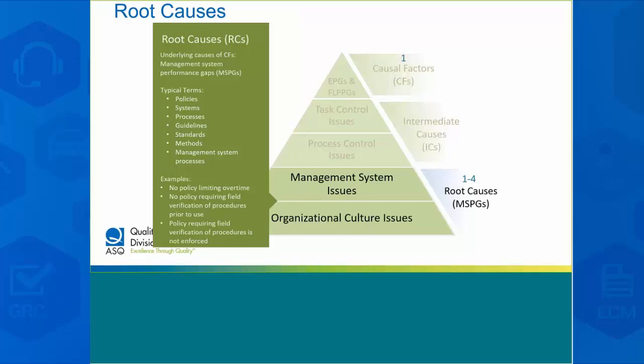Root causes are the underlying causes of causal factors. They're management system performance gaps, MSPGs. For every causal factor, there are usually 1 to 4 root causes. Root causes are typically issues involving policies, systems, processes, guidelines, standards, methods, and other management system processes.